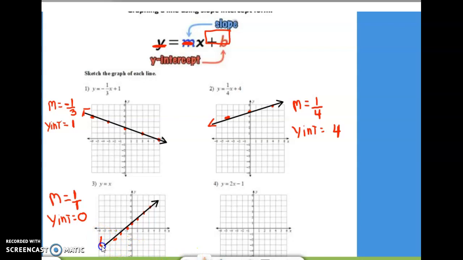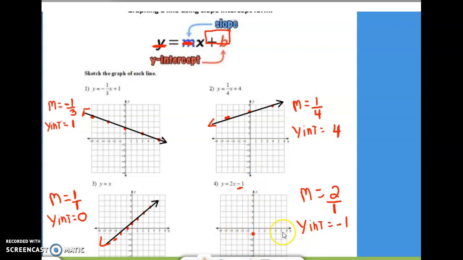Okay. All right. Let's take a look at the next one, number 4. You're starting at 2, the coefficient in front of x. Again, we're going to make that a fraction. And the y-intercept is going to be a negative 1. So we're going to start at negative 1 on the y-line.